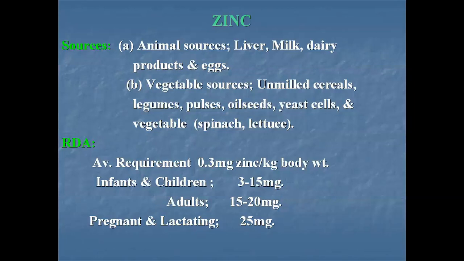Zinc, another essential micromineral. Sources: animal sources and vegetable sources. Animal sources include liver, milk, dairy products, and eggs. Vegetable sources include unmilled cereals, legumes, pulses, oil seeds, yeast cells, and vegetables.